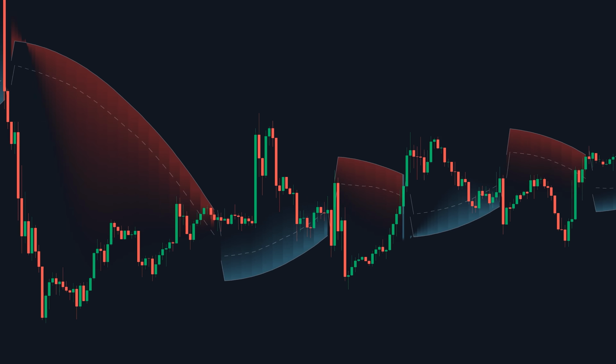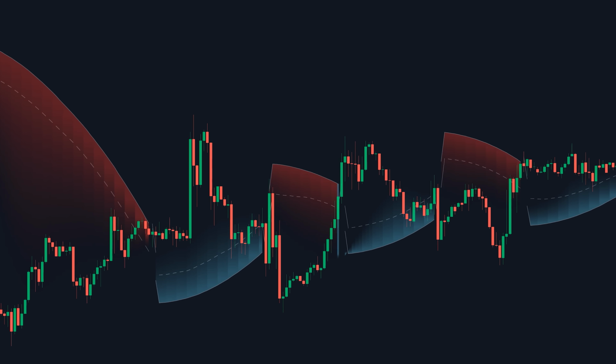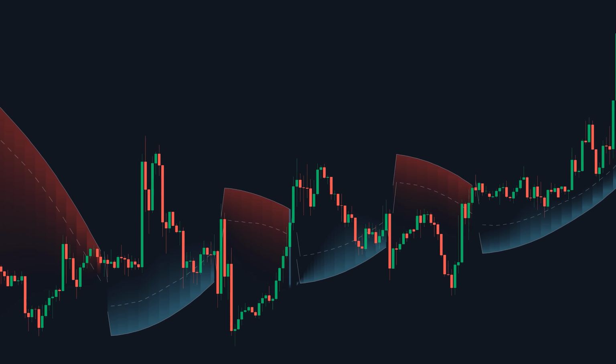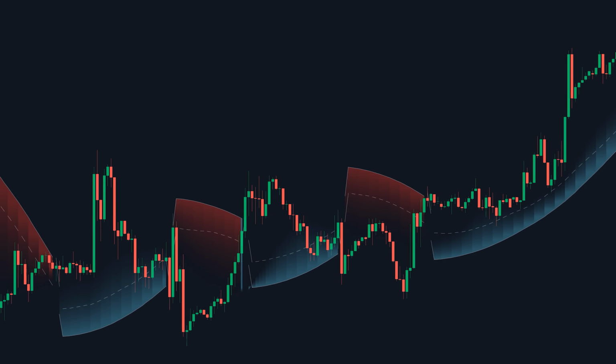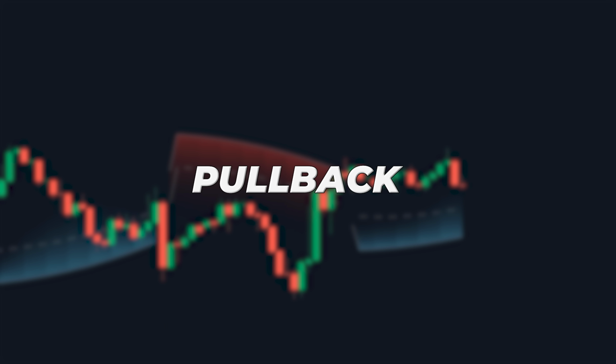So using this indicator to trade in a strategy is super simple, and I have two methods that I like to use with this indicator. The second method is one of my favorite, but let's start with the first strategy, which is trading pullbacks using only this indicator.